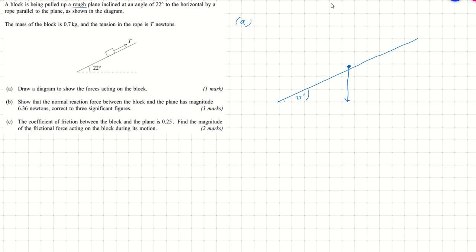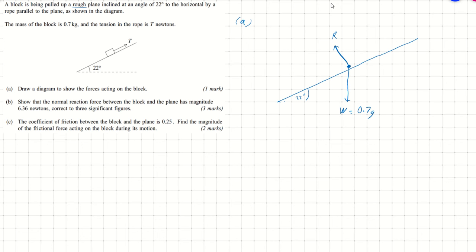So W is m, or the mass is 0.7, so this is 0.7g acting downwards. We'll also have a reaction force which acts at right angles to the plane. So we're going to draw that in at right angles to the plane, and that is R. What else do we have?